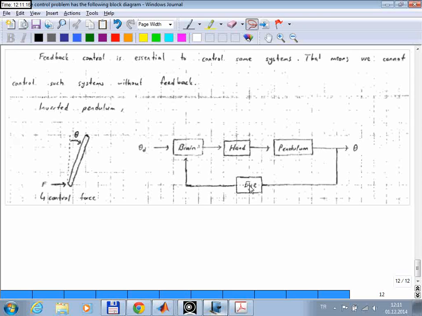So can you think why this is so much more difficult than this one?